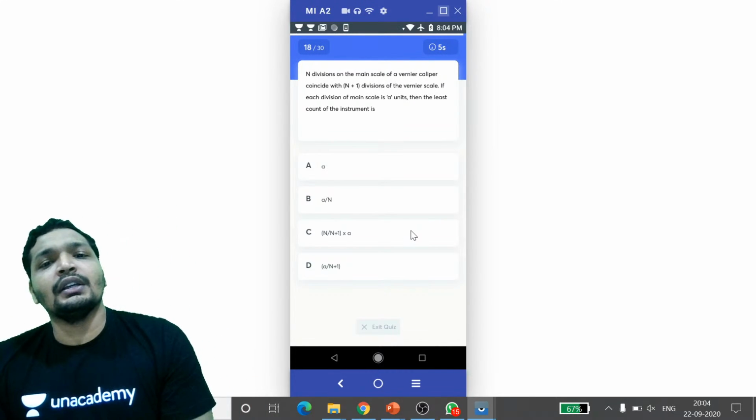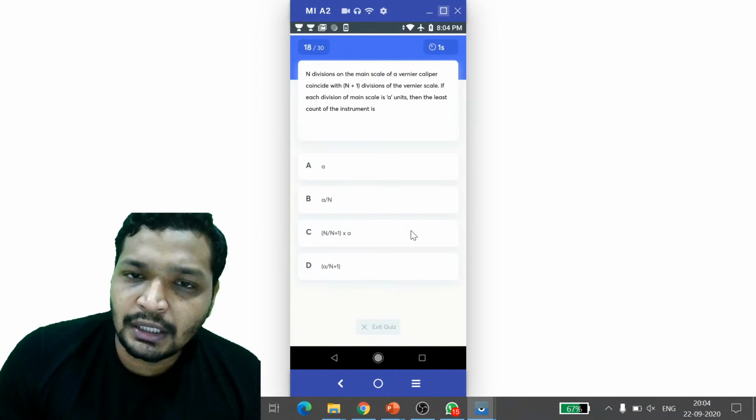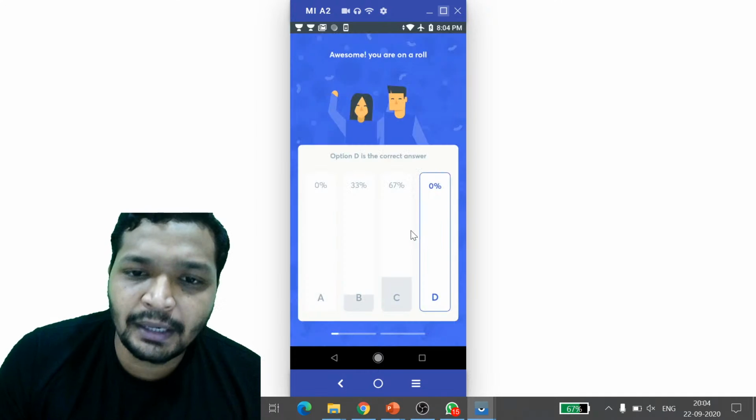It should be 1 minus n divided by n plus 1, into a. So it should be a divided by n plus 1.